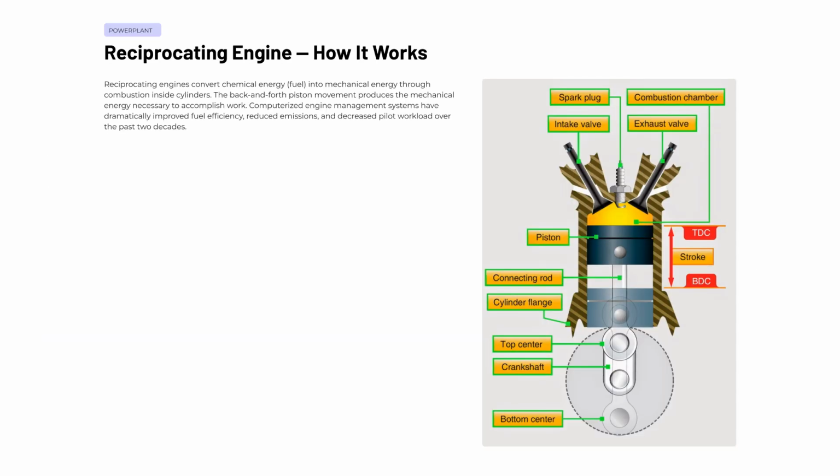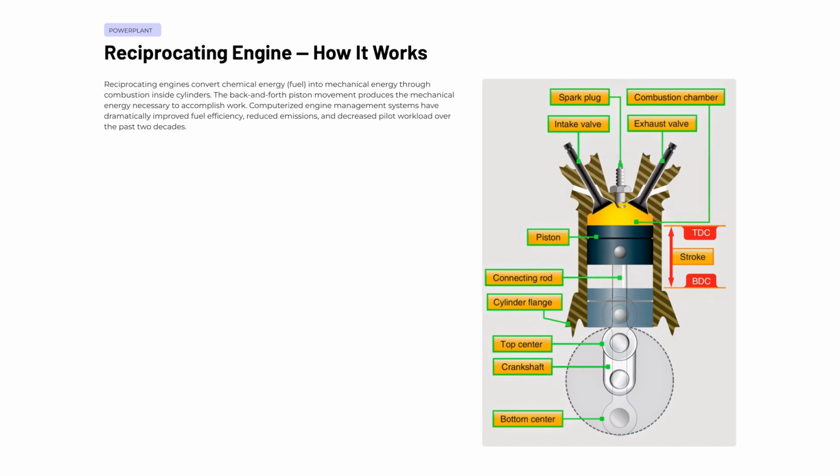Reciprocating engines are the most common power plant found in general aviation aircraft, and understanding how they work is fundamental to operating them safely and efficiently. These engines convert chemical energy stored in fuel into mechanical energy through a combustion process that takes place inside the engine cylinders. As fuel and air ignite, the expanding gases push the pistons in a back-and-forth motion, and it is that reciprocating movement that gives this engine type its name. That mechanical energy is ultimately transferred through the crankshaft to drive the propeller and move the aircraft through the air.